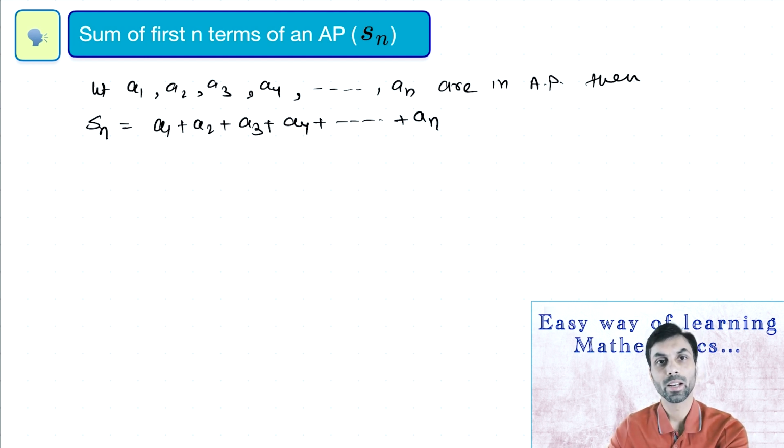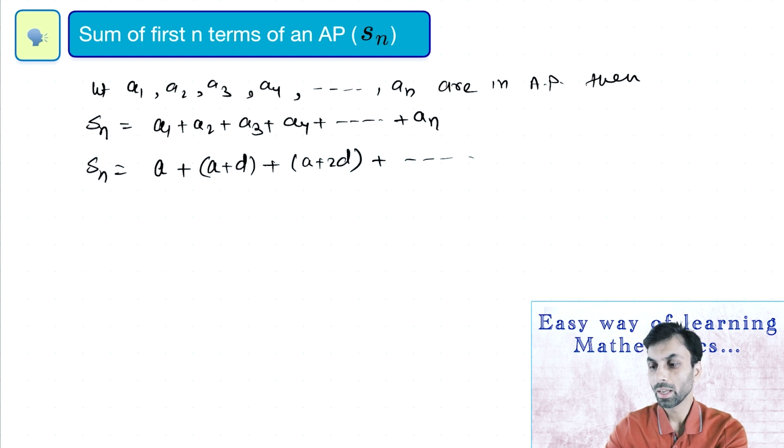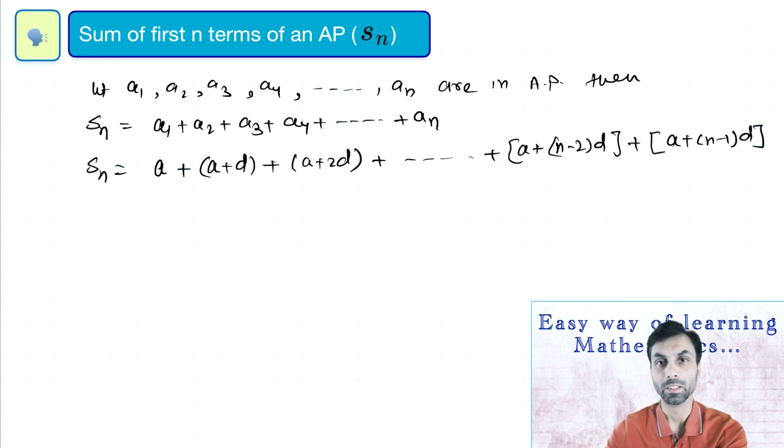Now we will try to find the formula by which we can find the sum of first n terms of AP. As we know, the first term A1 we generally denote by a and the common difference as d. So the first term will be a, the second term will be a plus d, the third term will be a plus 2d and so on. The n minus 1th term will be a plus n minus 2 into d, and the nth term will be a plus n minus 1 into d.